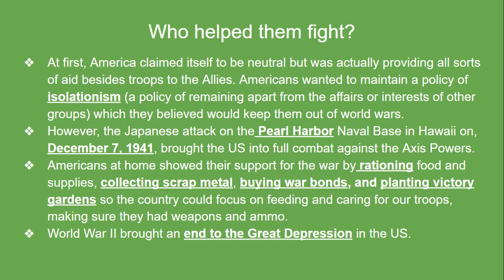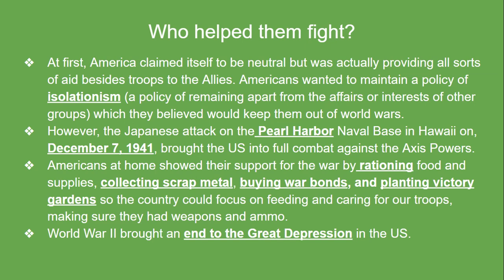Who helped them fight? Well, at first, America claimed itself to be neutral, but was actually providing all sorts of aid besides troops to the Allies. Americans wanted to maintain a policy of isolationism, which is a policy of remaining apart from the affairs or interests of other groups, which they believed would keep them out of world wars. However, the Japanese attack on the Pearl Harbor Naval Base in Hawaii on December 7th, 1941, brought the U.S. into full combat against the Axis powers.